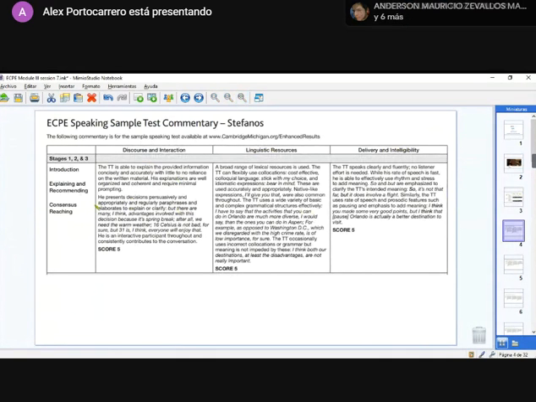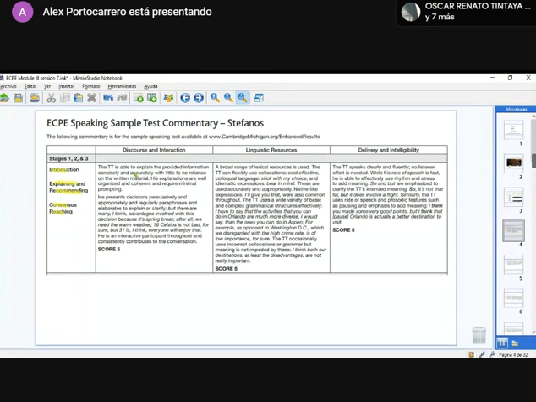Stefanos, if we look at the report, remember that you're going to have to write something similar, probably not as extensive as this, for your classmates, but definitely you will have to write something that justifies the grade that you assign them. And this is the type of vocabulary that you will need to use. For example, it says you have the introduction, explaining, and recommending, consensus reaching. We have this for Stefanos.